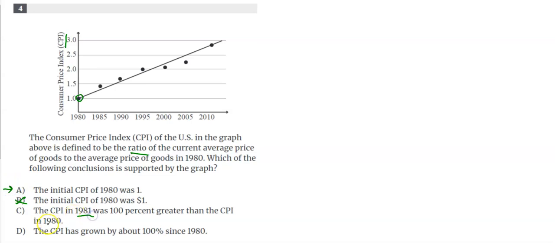CPI in 1981 was 100% greater. 81 was about here. Now it's just barely greater. I don't think that's it. CPI has grown about 100% since 1980. So it was 1 in 1980, which you would expect then in 2010 to be twice as much, which would be 2. It's more than twice as much. It's not that. It's got to be A.